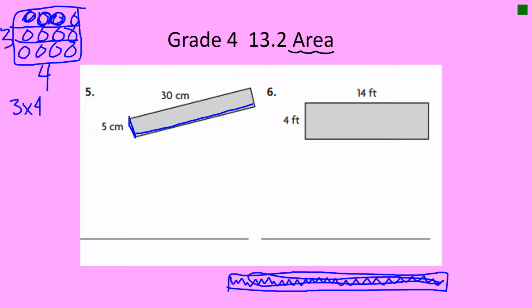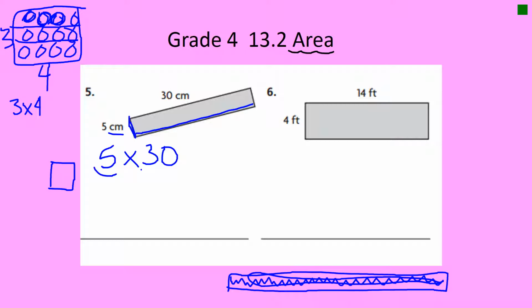It's the same idea with area, except we're talking about square units. So in this one, it's square centimeters. And they are literally talking about squares that are 1 centimeter on each side. So for number 5, we have 5 rows of 30 centimeters. What's 5 rows of 30?